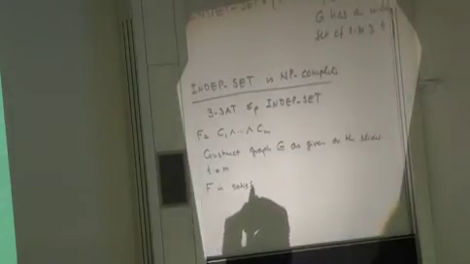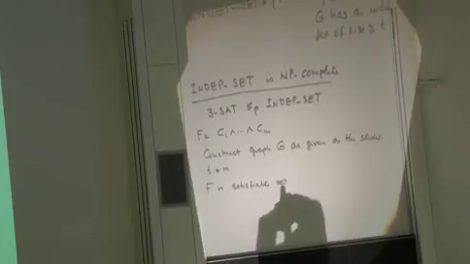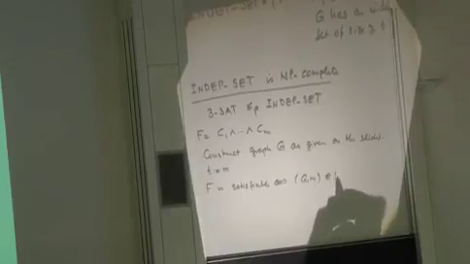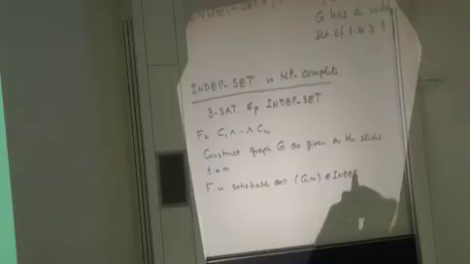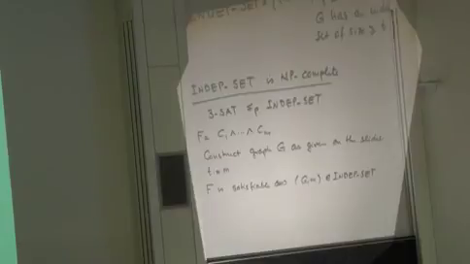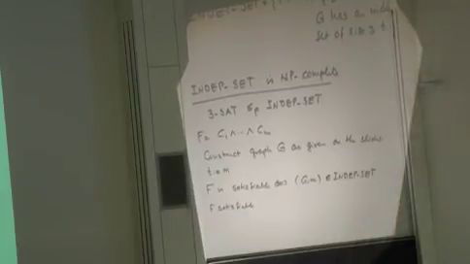So we're going to show that F is satisfiable if and only if there is an independent set of size at least M in the graph G. And this way we have reduced 3-SAT to the independent set problem. So why is this? You see, if F is satisfiable, this means that there is an assignment that satisfies every clause.